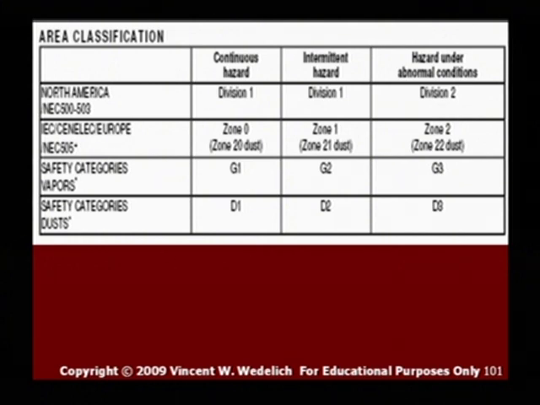Continuous hazard is G1. Intermediate hazard would be G2, and hazardous under abnormal conditions would be a G3. And then you also have safety categories for dusts: D1 for a continuous hazard, a D2 for an intermediate hazard, and a D3 for hazardous under abnormal conditions. So if you saw something that said G2, then you would know that that's a gas and it's a Div 1 location or Zone 1 location.